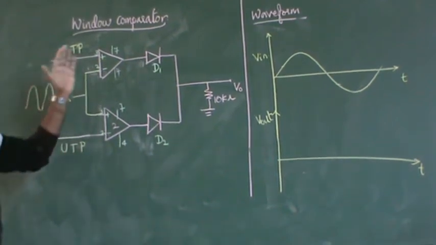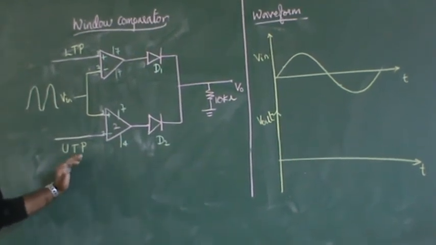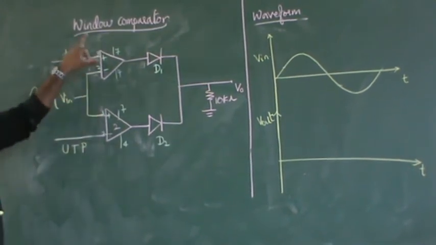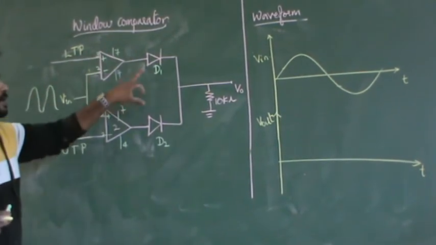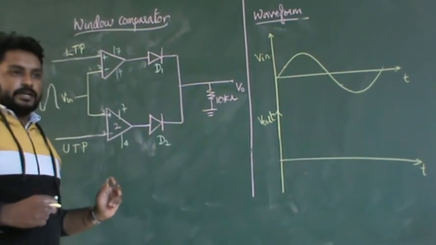Now after looking at this circuit diagram, what components are required in order to implement this window comparator? You require 2 op amps and 2 diodes, D1 and D2, and one more resistor, that is 10 kilo ohms.